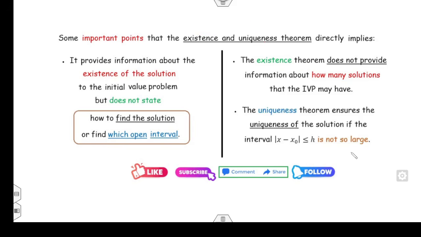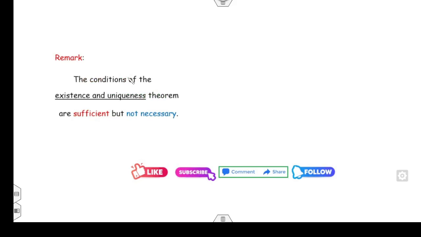Fine. Another point is the uniqueness theorem ensures the solution lies in the interval |x minus x naught| is less than h, provided this h is not greater than that of the open rectangle A. Fine, so this only provides uniqueness, it does not provide existence. Now make sure the conditions of existence and uniqueness are sufficient only but not necessary.